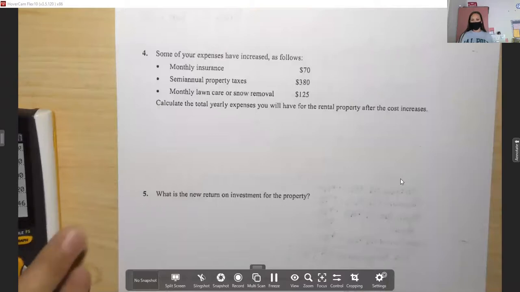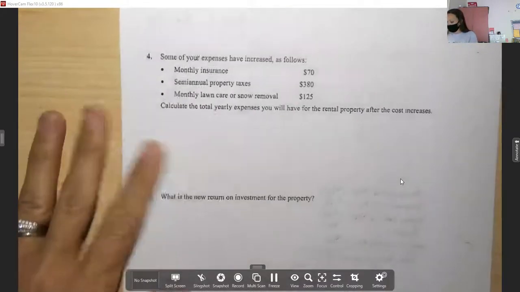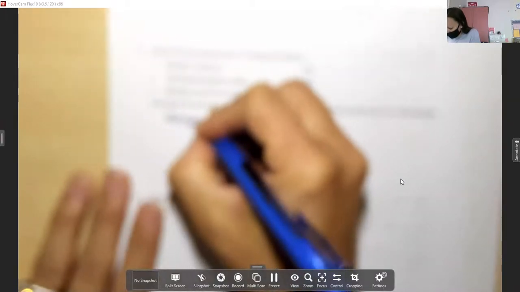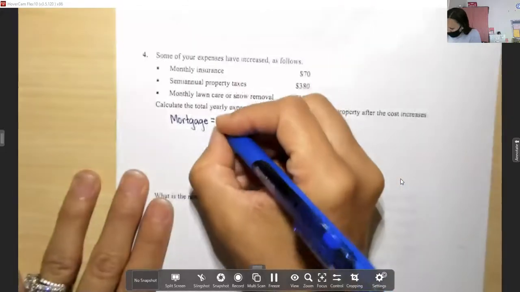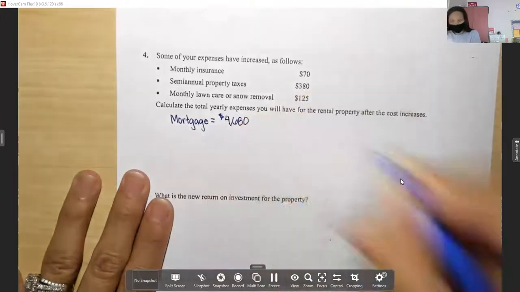All right, and then number 4, some of your expenses have increased. So insurance is $70 a month, property taxes are $380, lawn care is actually $125. So now we want to calculate the total expenses again with the increases. So the mortgage isn't changing. The mortgage is locked in. So the mortgage is still, from the other side, $4,680. That didn't change.